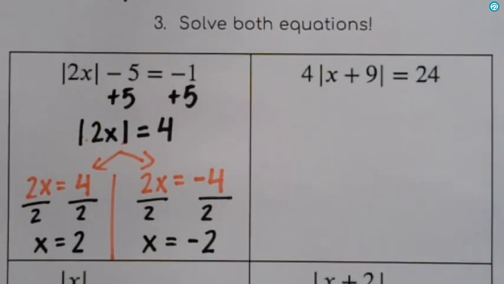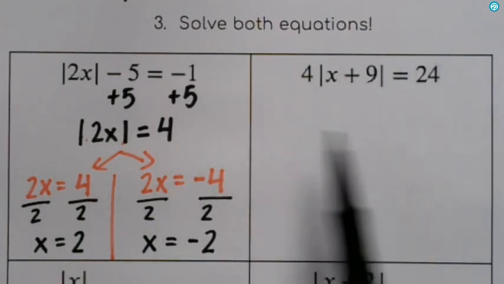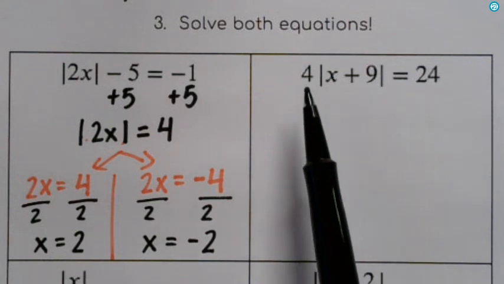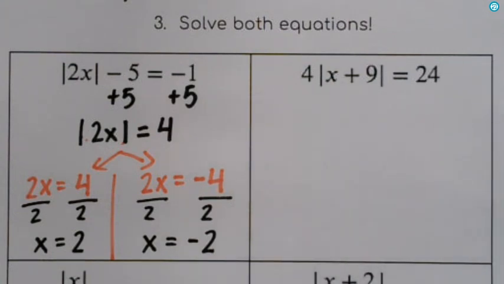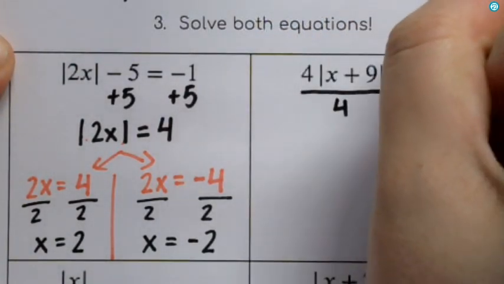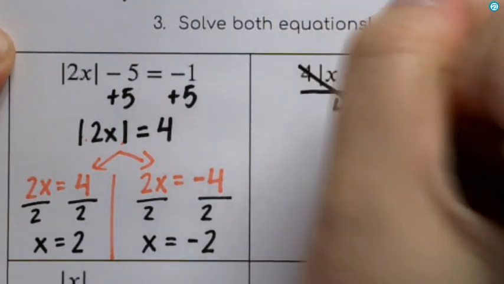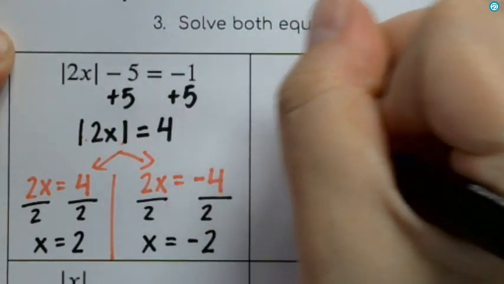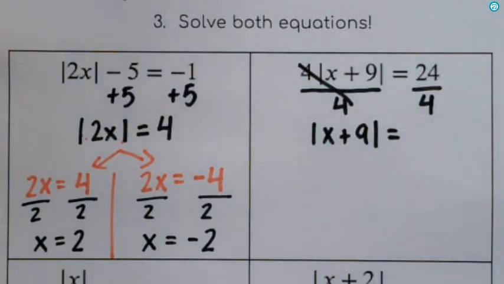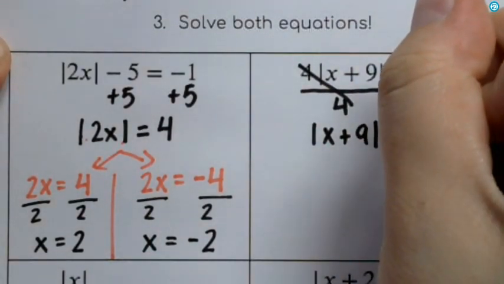Hey, next problem we got. What is outside the absolute value on this problem? The 4. What operation is that 4 doing with the absolute value? Multiplication. So just like if it were up against parentheses, it would be multiplication. It's the same thing with absolute value signs. So to get rid of that 4, we're going to divide both sides by 4. On the left side, these cancel. So I've got absolute value of x plus 9 equals 24 divided by 4, which is 6.